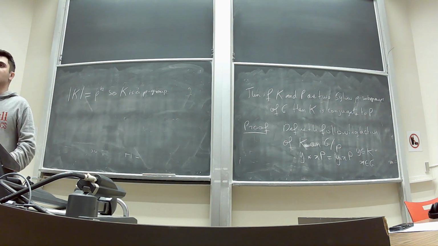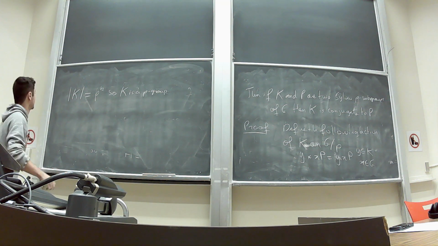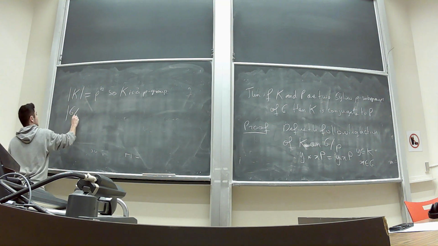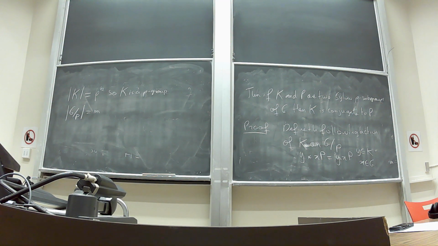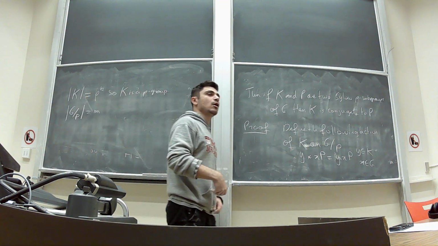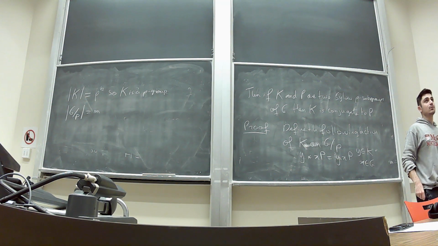Okay. Now, what can I say about this action? What is the size of G mod P? It is n. Agree with this or not? P has size P to the k. G has size P to the k times m. What is the size of this? How many left cosets do you have? M. Agree so far? Great.